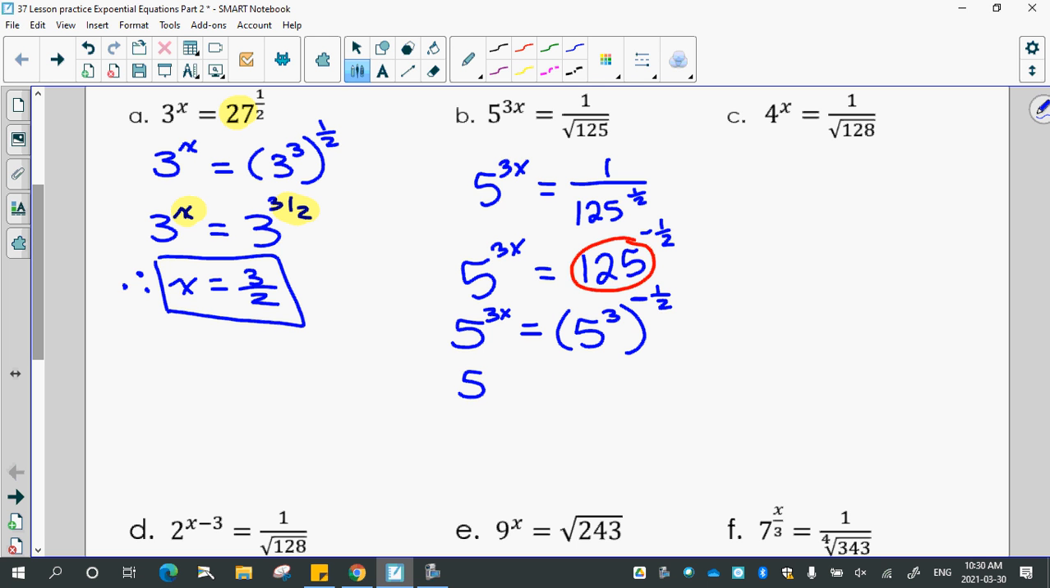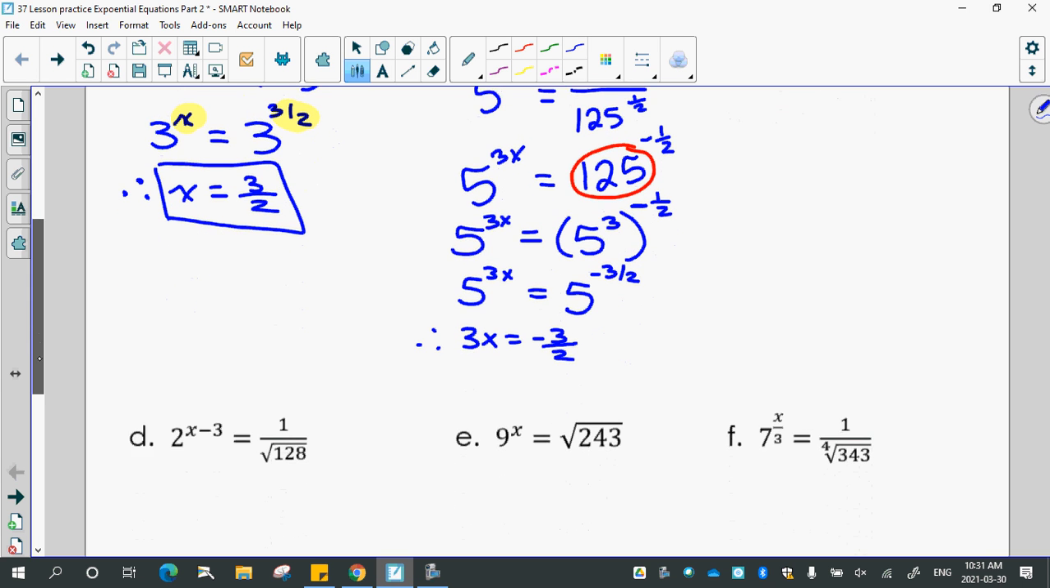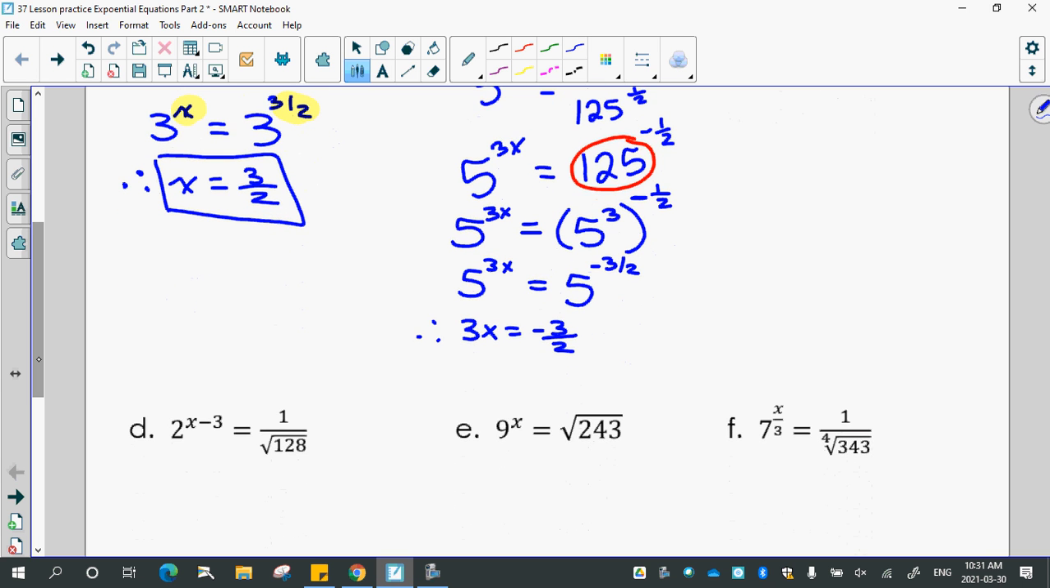So I've got 5 to the power of 3x, and now I have to keep the base and multiply the exponents. 5 to the power of negative 3 over 2. So this is the point where you can do your therefore. Okay? When you've got 5 to something equals 5 to the something else. Okay? So therefore, 3x is going to be negative 3 over 2. The exponents have to be equal, in other words, for the sides to balance. But now, it's not 3x I want, it's x. So I have to divide by 3.